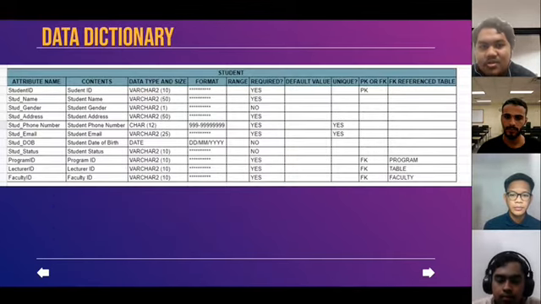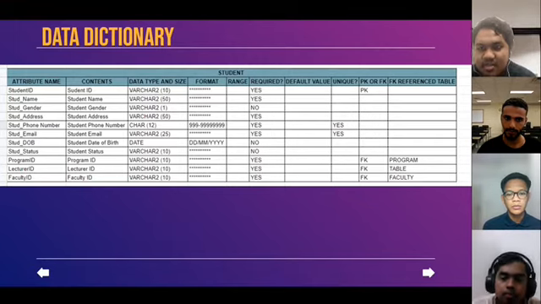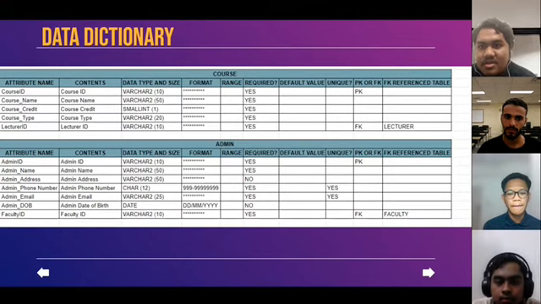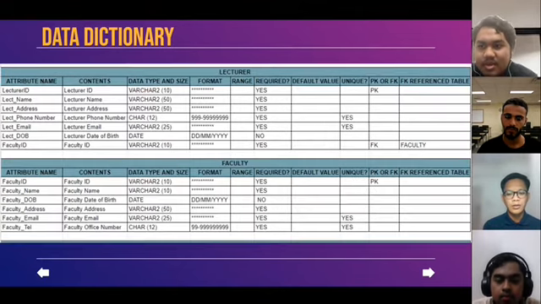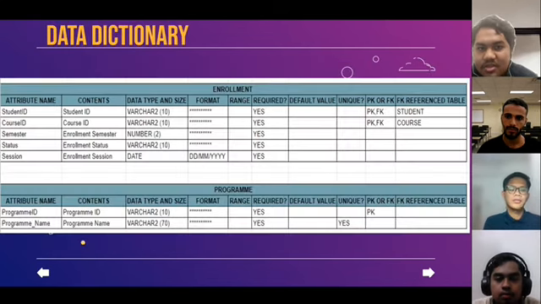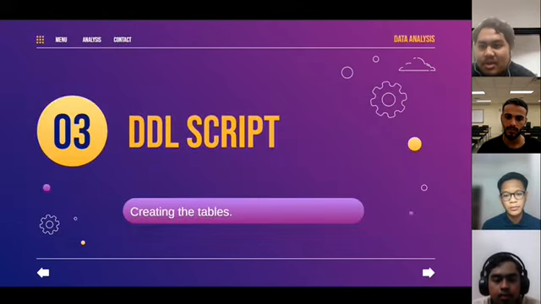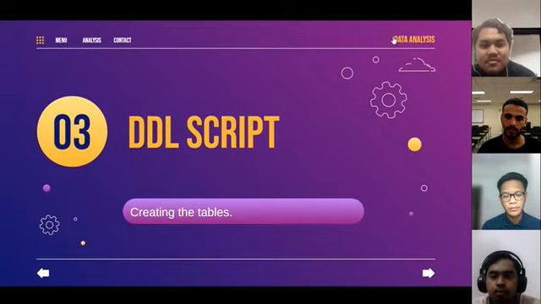Moving on, this is the data dictionary, where we can see all the attribute names, contents, sizes, formats, and also whether the table has a primary key or foreign key. This is the student table. These are the course, admin, lecturer, faculty, and lastly enrollment and program tables. So I will pass to Saiful to continue our presentation.